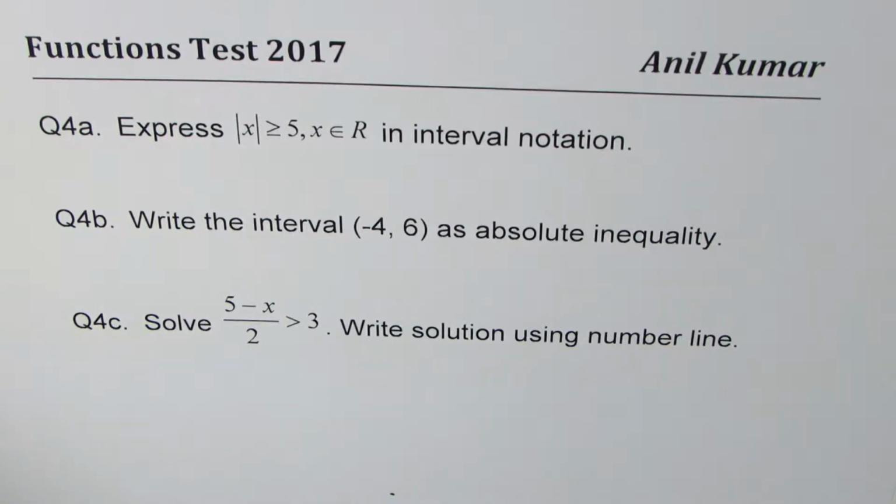4a. Express absolute x greater than or equal to 5, where x belongs to real numbers, in interval notation. Part B is write the interval from -4 to 6 as absolute inequality. Part C is solve 5 minus x over 2 greater than 3. Write solution using number line. So that's your question. You can pause the video, answer, and then look into my suggestions.